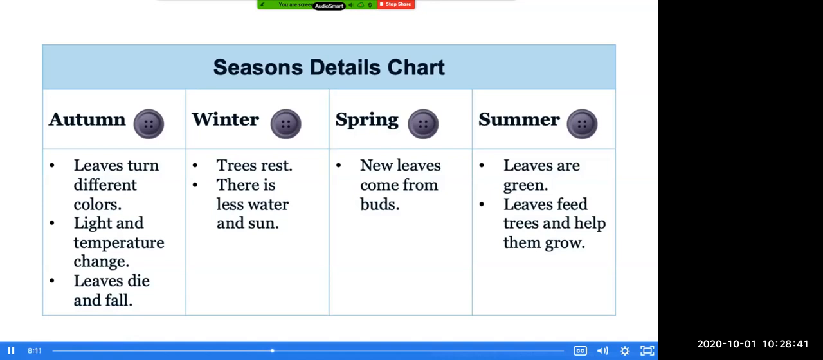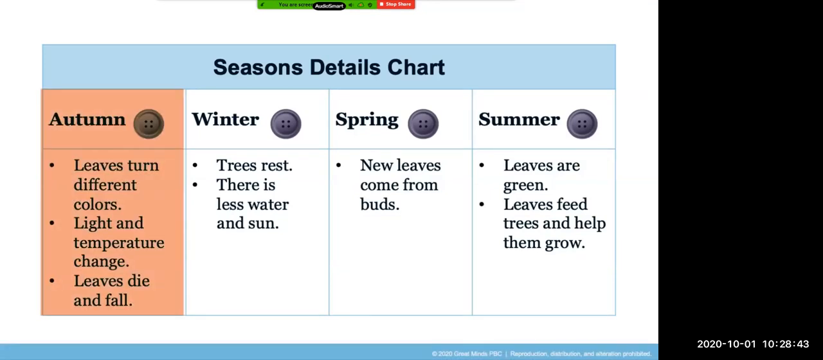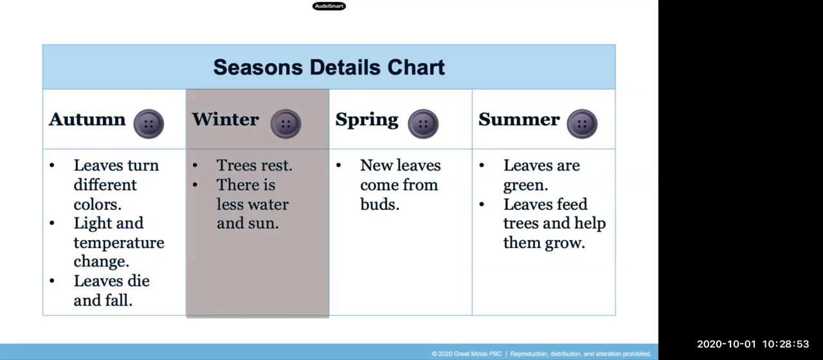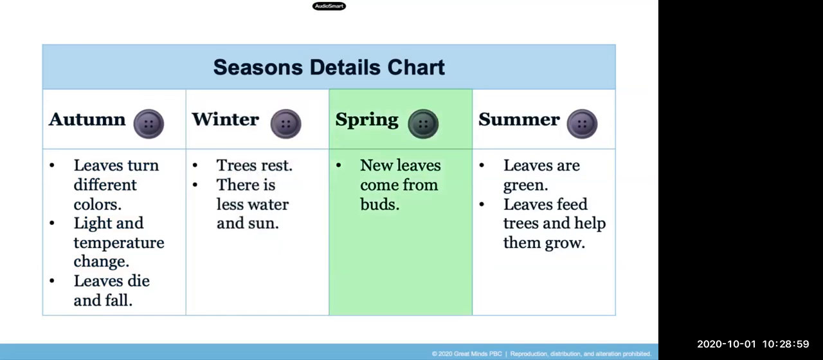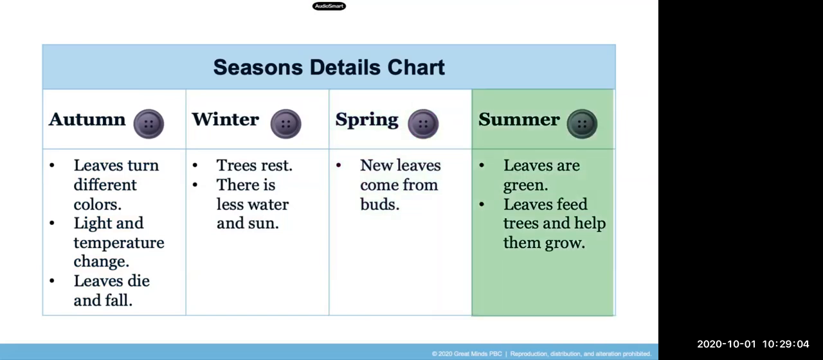Ready? Here we go. In autumn, leaves turn different colors. Light and temperature change. Leaves die and fall. In the winter, the trees rest and there is less water and sun. In the spring, new leaves come from buds, and in the summer, leaves are green and leaves feed trees and help them grow.